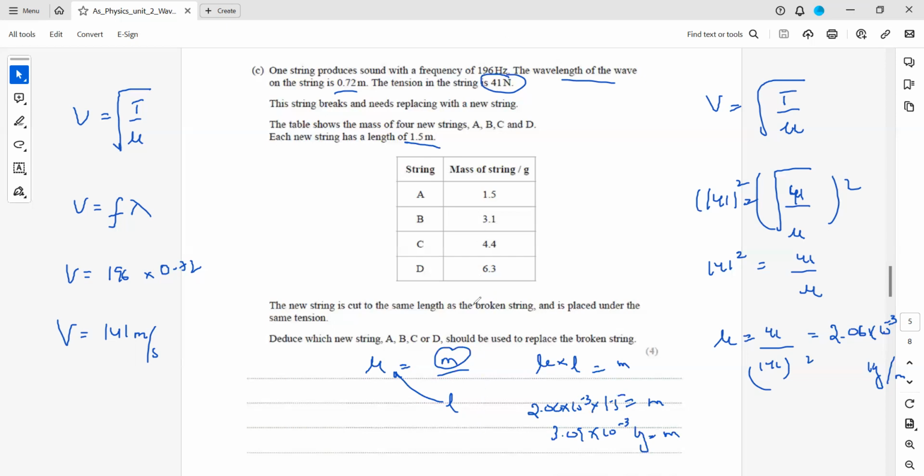We want to convert into grams, so we multiply by 1000, so it will be 3.09 grams. So that matches with 3.1. So that's why string B should be used.